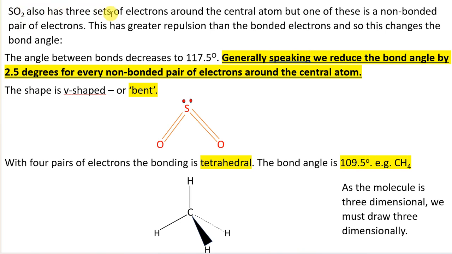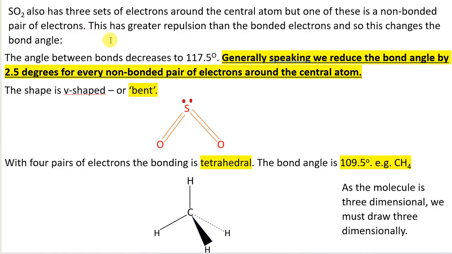SO2 also has 3 sets of electrons around the central atom, but one of these is a non-bonded pair of electrons. Let me go down to the first little diagram in red. There's SO2. Oxygen always makes two bonds, group 16. Both oxygen atoms are making a double bond to the sulfur. Sulfur also is in group 16. It's used 4 electrons in making the two double bonds, 2 left over as a non-bonded pair.